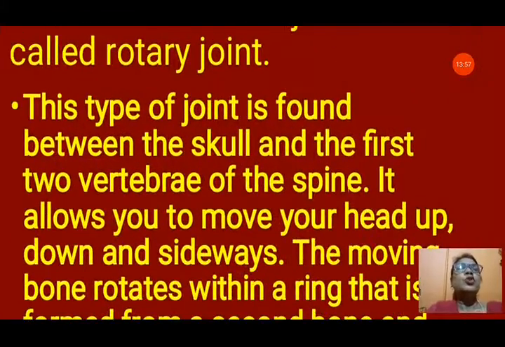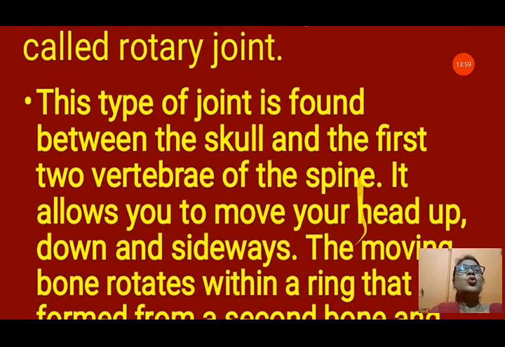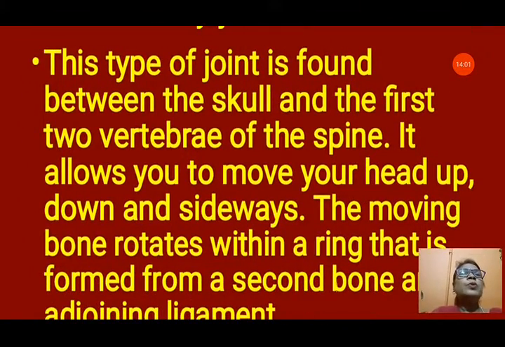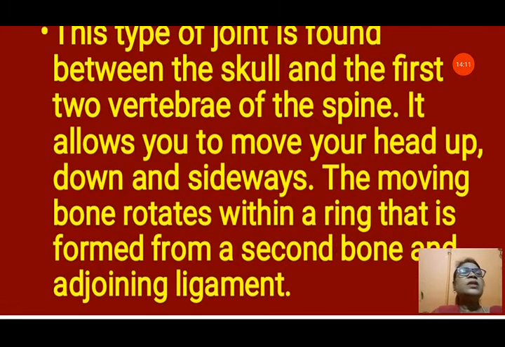Now next, pivot joint. Pivot joint is also called rotary joint. This type of joint is found between the skull and the first two vertebrae of the spine. It allows you to move your head up and down and sideways, left and right. The moving bone rotates within a ring that is formed from a second bone and adjoining ligament.